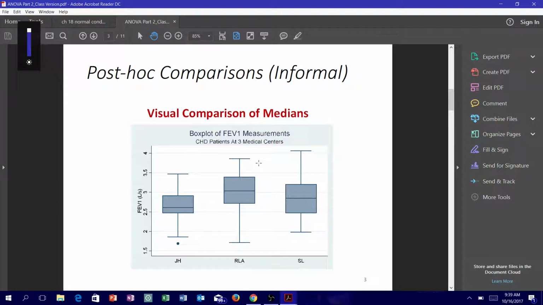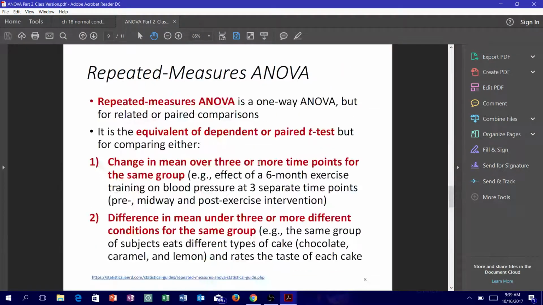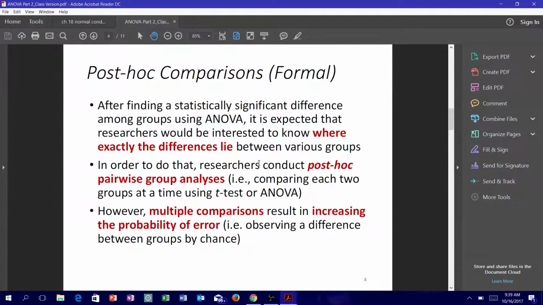Okay, so again, after finding a statistically significant difference among the groups using ANOVA, it is expected that the researcher would be curious and interested to know which groups are different from each other. In order to do that, we do post hoc pairwise group analysis. We compare two groups at a time. However, there is a little problem.